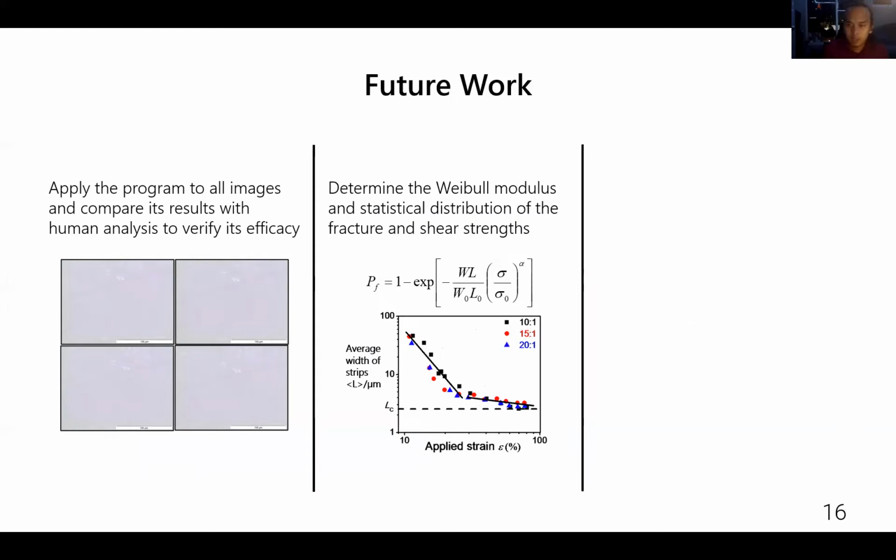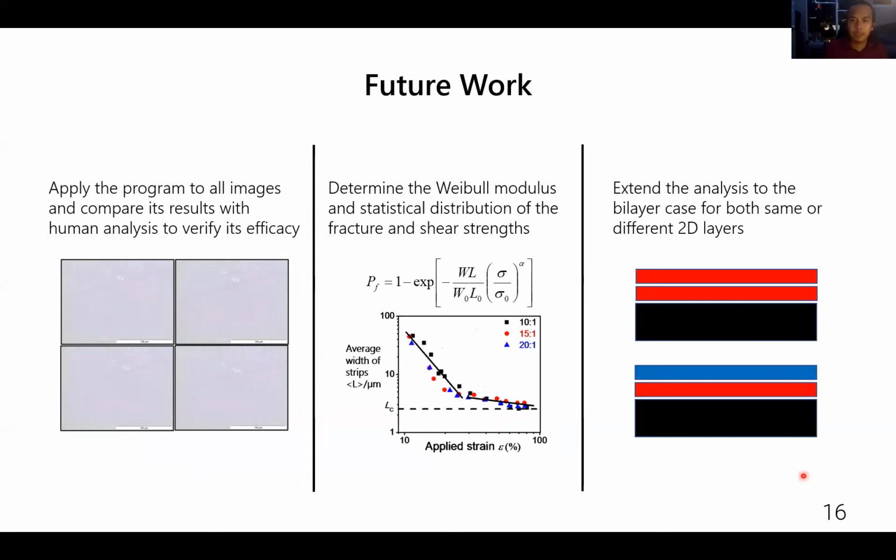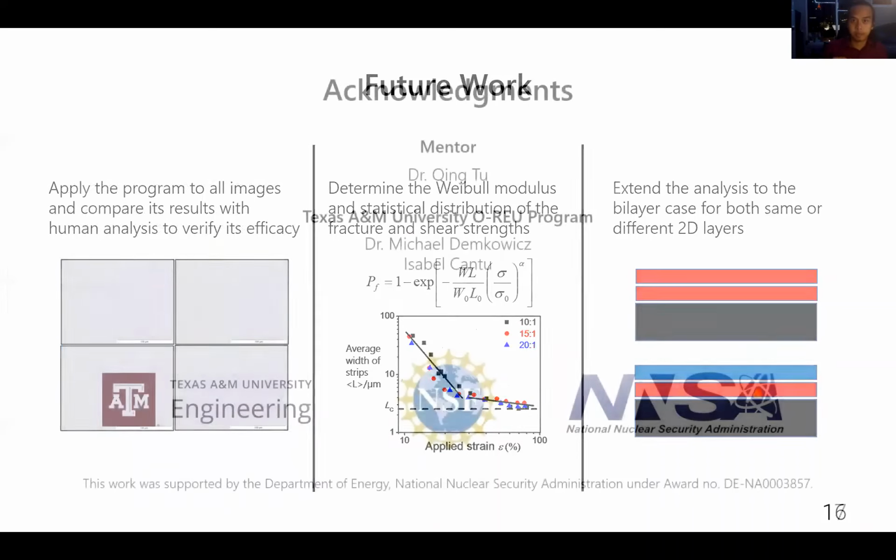The average ribbon width will then be used in further mechanical analysis based on the Streetlag model and the determination of the Weibull modulus, which is basically a parameter that expresses the shear strength of the material. The analysis will then be expanded to a 2D bilayer case, basically involving 2 layers of the same or different 2D materials stacked on top of each other.